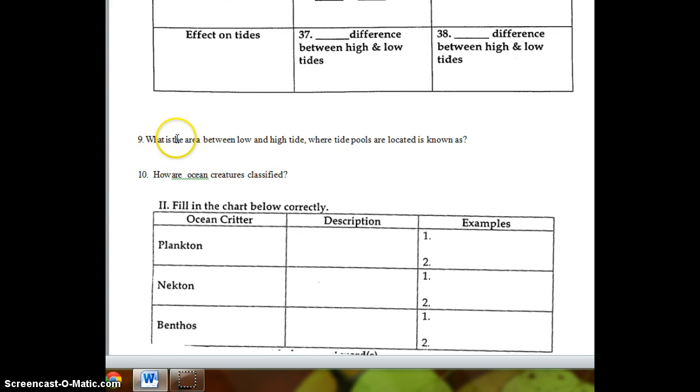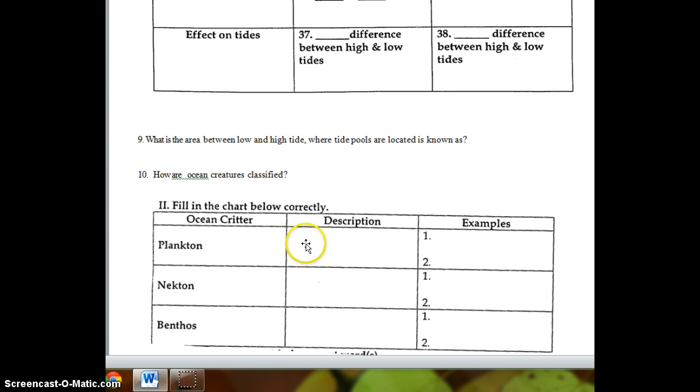Number 9 said on the back sheet, what is the area between low tide and high tide where tide pools are located? What's that known as? That is the intertidal zone. And how are ocean features classified? They are classified by where they live and how they move.